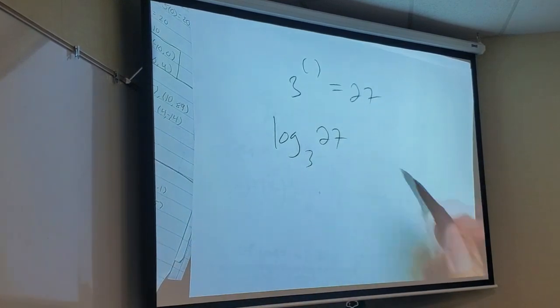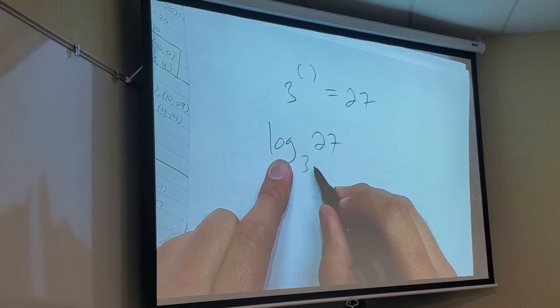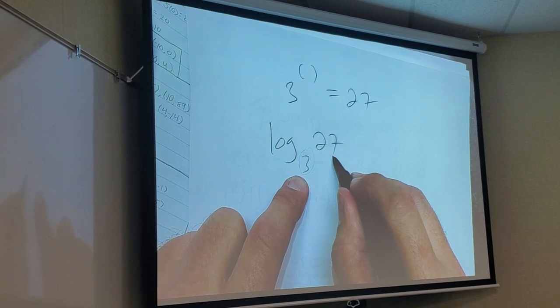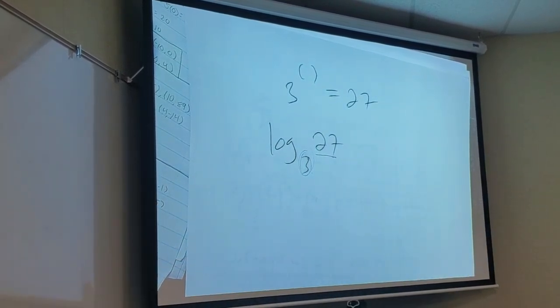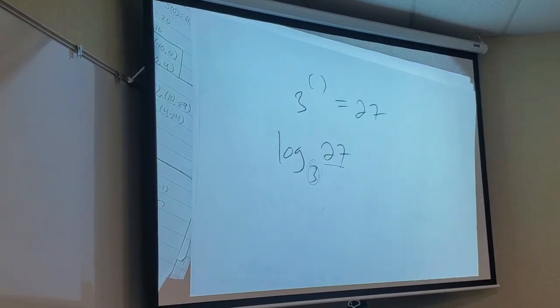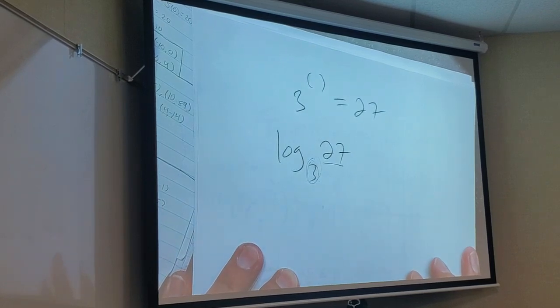Yes? So would the answer just be 3? Totally. All this is asking you is what power does 3 need to make 27? Or how many of these multiply to be this? They both mean the same thing, right? So what is log actually like? Is it just for inverses?